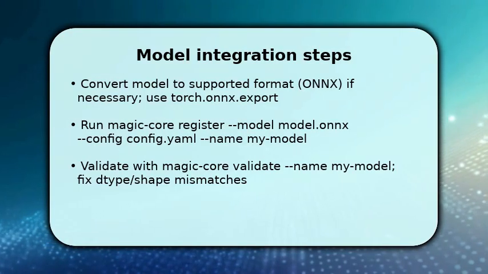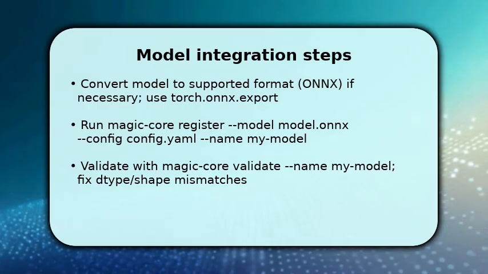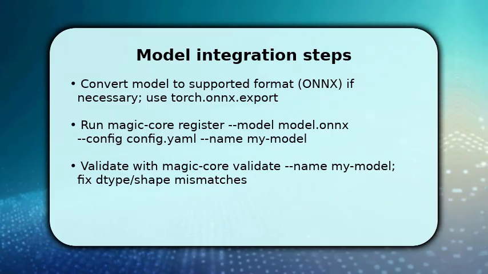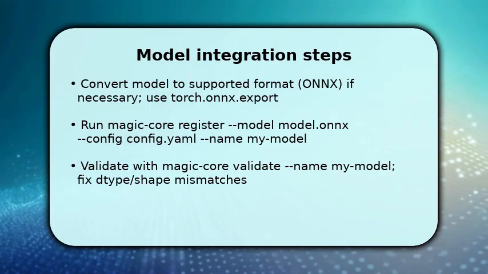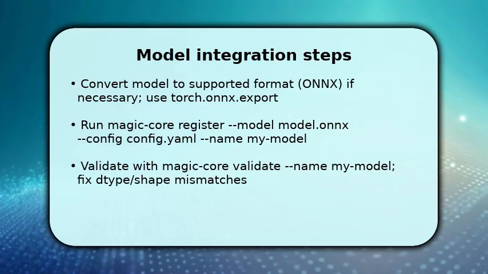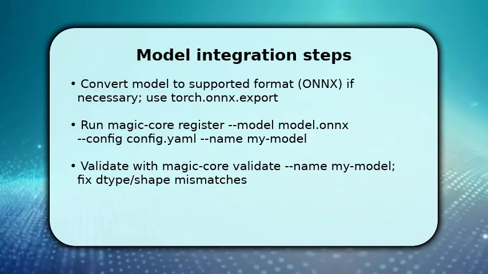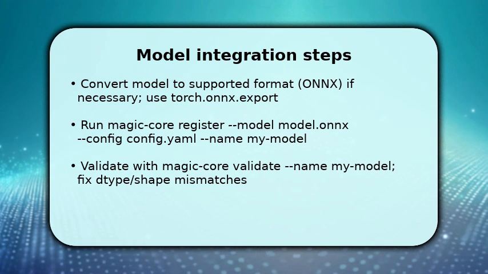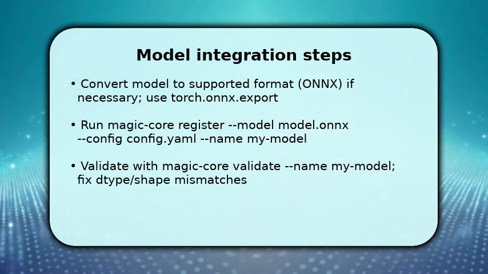You now focus on integrating the model into Magic Core and resolving middle complexities. First, convert to ONNX when needed using Torch ONNX export, because the core prefers a standardized graph for optimizations. Next, run Magic Core register with your ONNX and config to upload and index weights. This creates deployment artifacts. Once registered, run Magic Core validate to surface D-type or shape mismatches. If you see errors, adjust the exported ops or update config input shapes and re-register until validation passes.